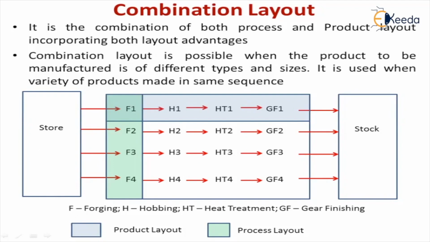This blue color indicates the product layout because it goes as per the sequence of operations for gear making. This green color indicates the set of machines that has been kept. All these machines of the same operation type have been aligned together. So it's a combination of both product and process layout. The advantage is you can do both ways of product and process layout. So it is used for both job work as well as for continuous work.